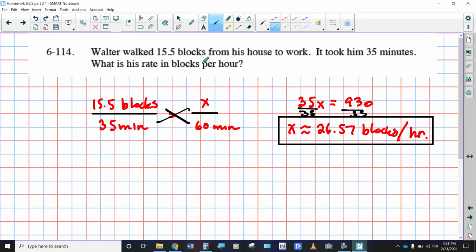And that's per hour, right? And that's why we have 60 minutes there, because 60 minutes is the number of minutes in an hour, so we want to make sure the unit of measurement is consistent for our proportional reasoning.